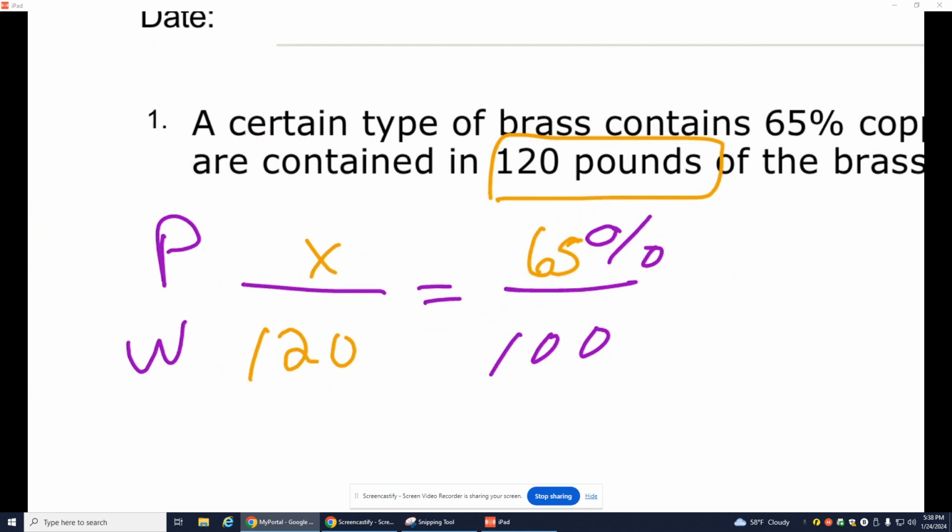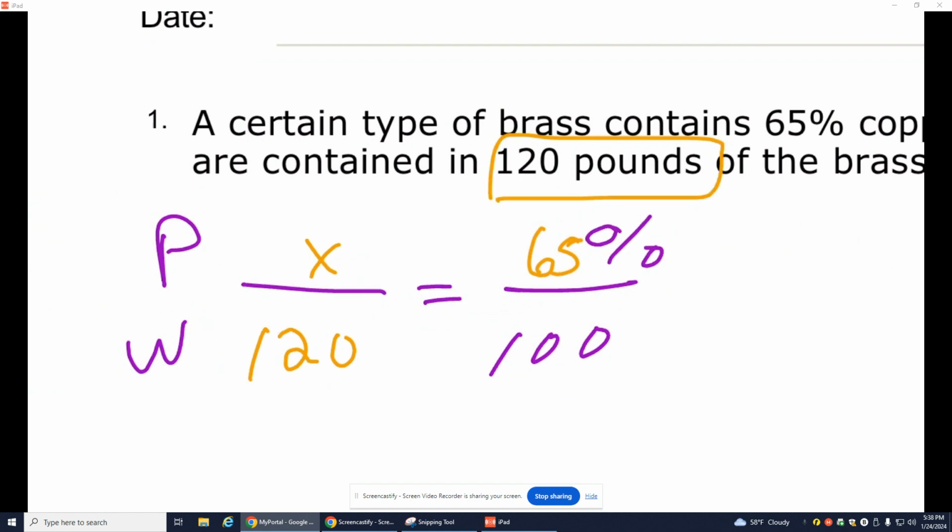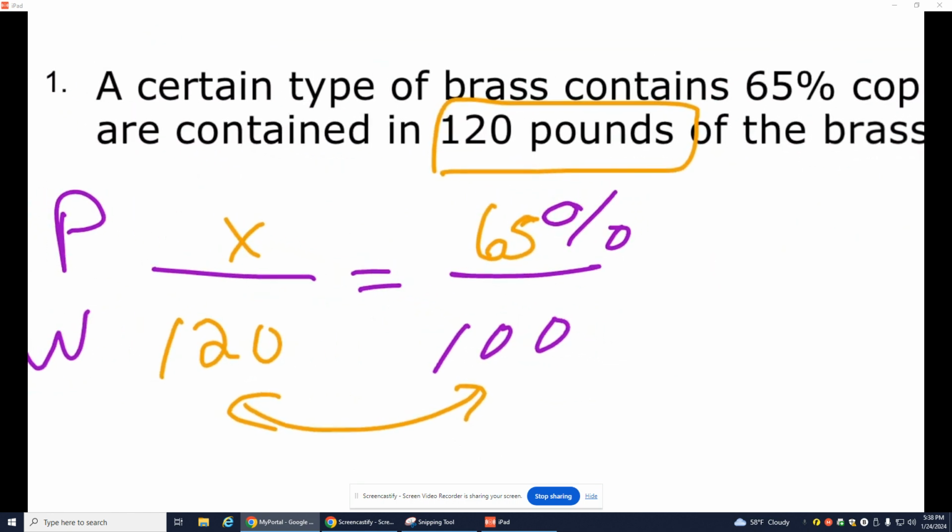Remember, we always talk about finding a relationship. We always try to find a relationship going left to right or up and down. In this case, I don't see the relationship between 65 and 100, or 100 and 120. So in that case, we always simplify our ratio. I can simplify 65 hundredths; I can divide both by 5.